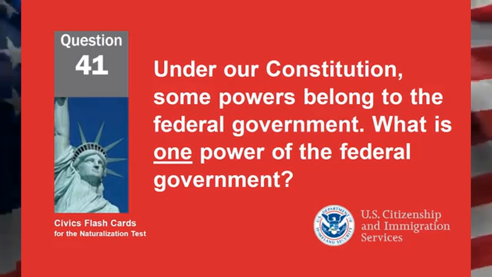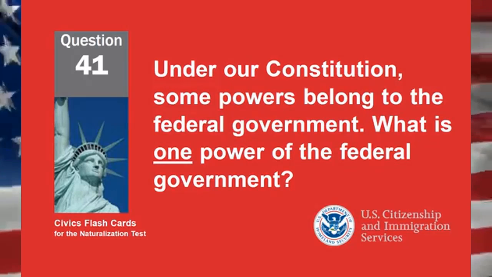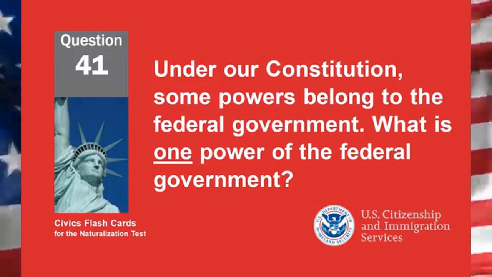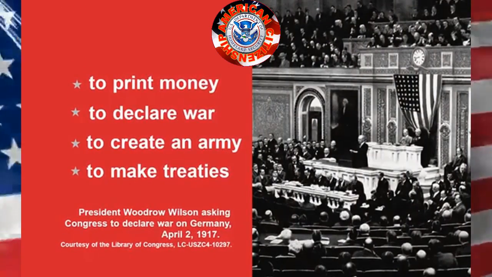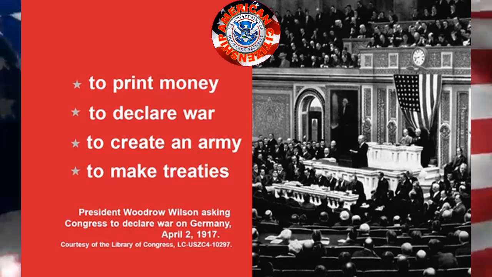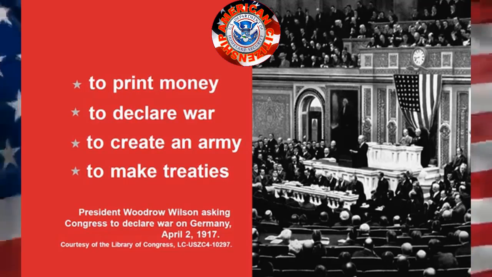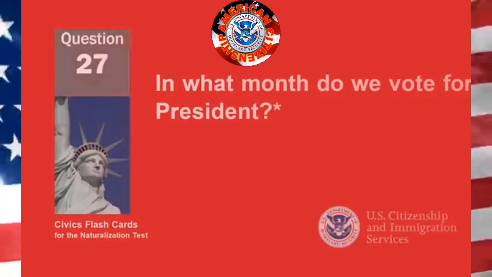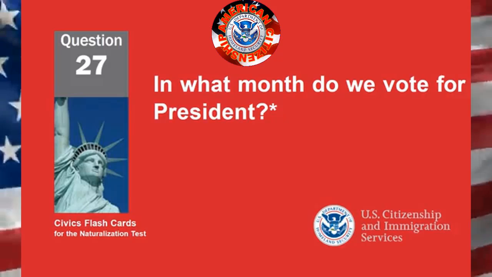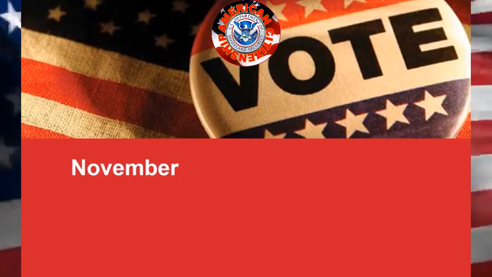Under our Constitution, some powers belong to the federal government. What is one power of the federal government? To print money, to declare war, to create an army, to make treaties. In what month do we vote for president? November.